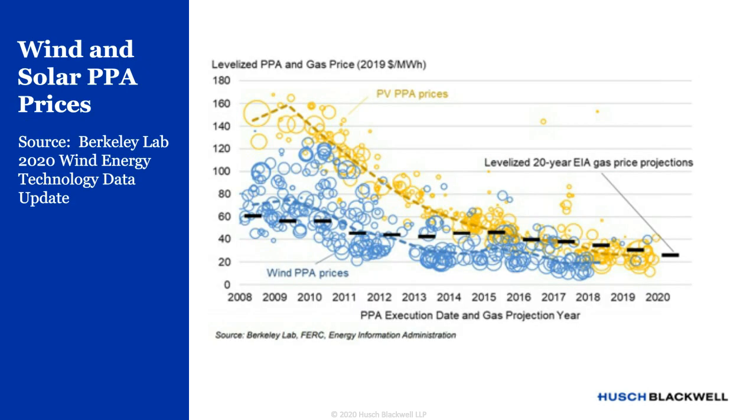I think this is a really interesting chart, and it starts to show where wind and solar PPA prices have gone over the last 12 years, and then really since 2015, that's the point that both wind and solar project prices were below the levelized 20-year gas price projections.